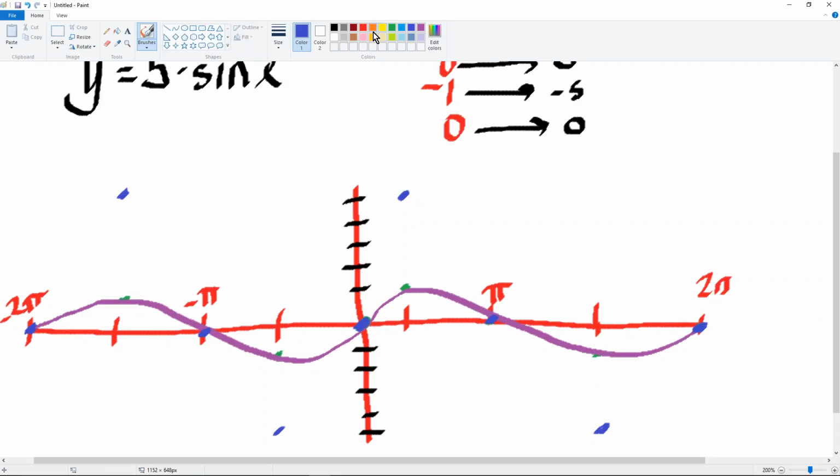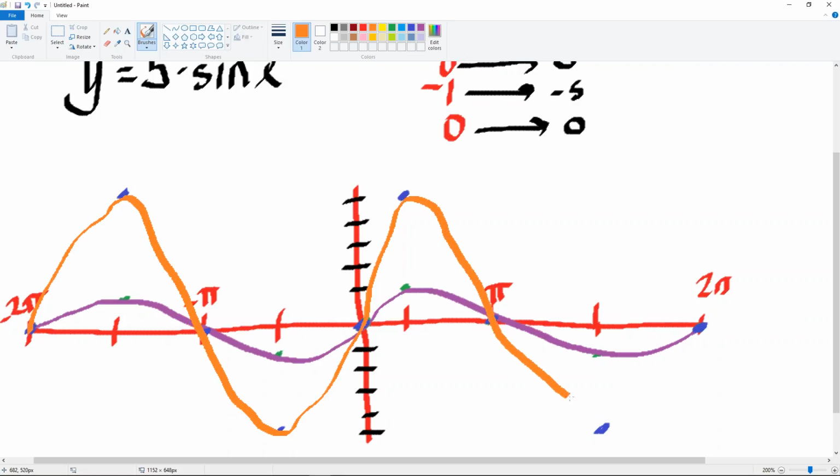And I'm going to have a new wave. That has actually gotten taller. That 5 is actually the amplitude, if you don't remember.